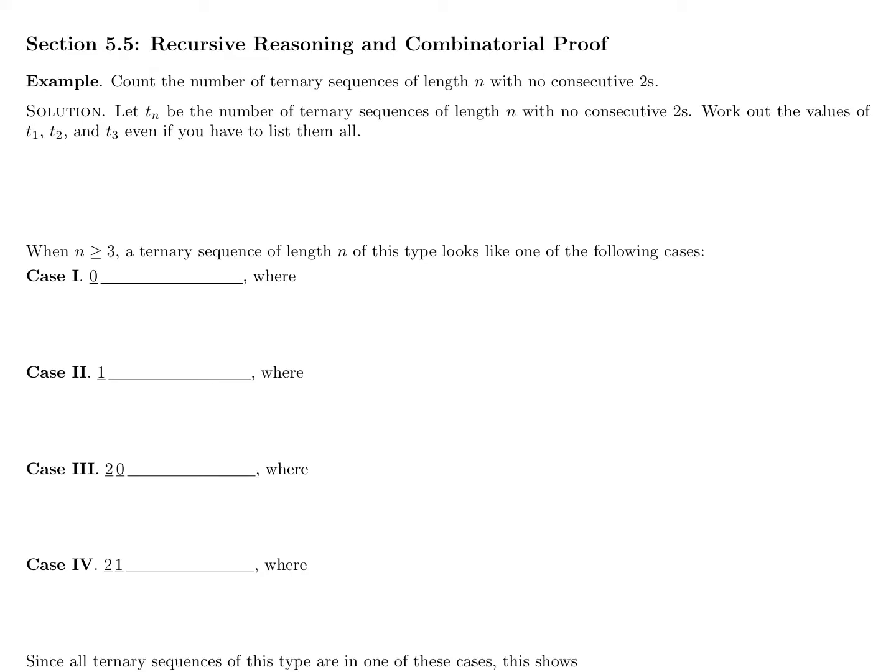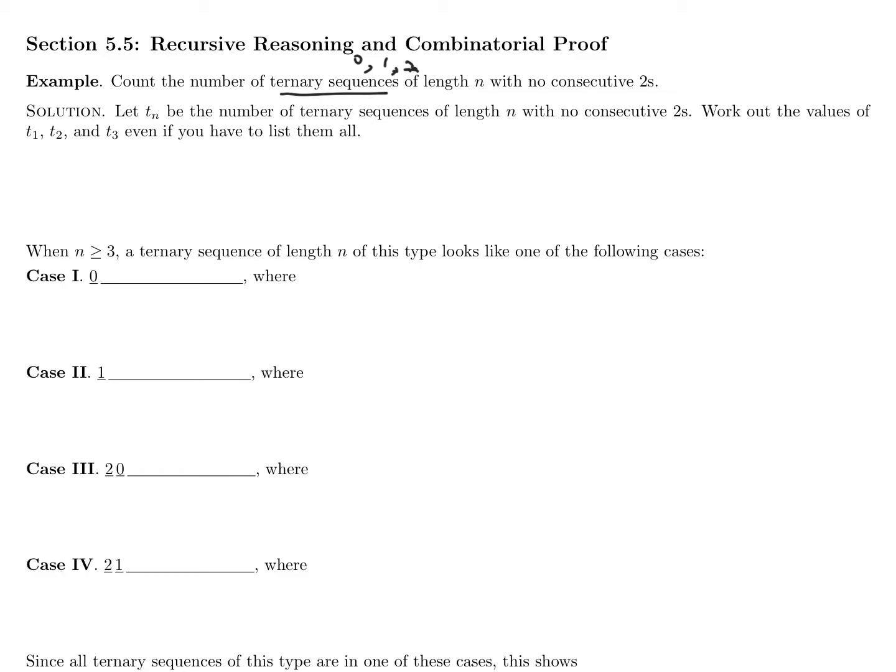In this video, there's another example of a recursive model for counting and also another example of a combinatorial proof. In this example, we're counting the number of ternary sequences. Ternary sequences, remember, means that we're allowed to use the symbols 0, 1, and 2 in our sequence. We want the sequence to be length n, and we want there to be no consecutive 2's.